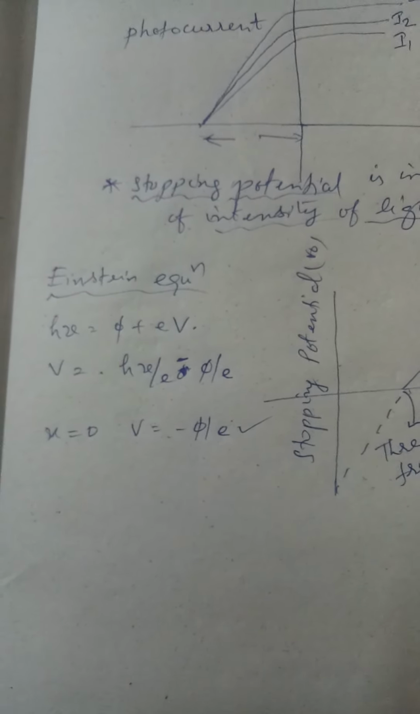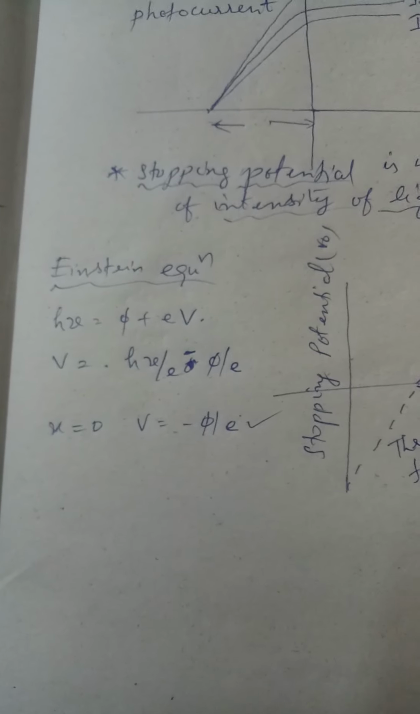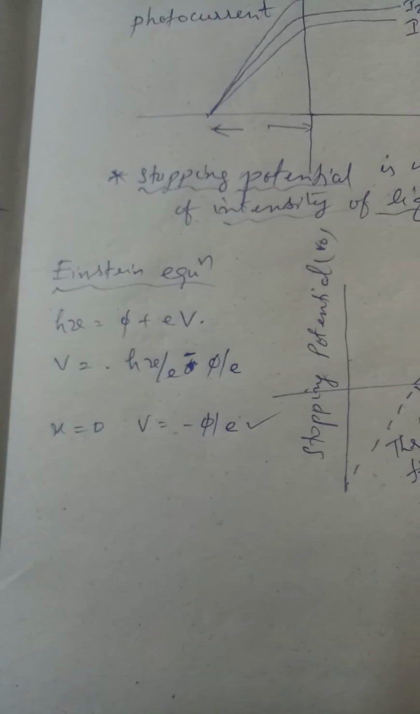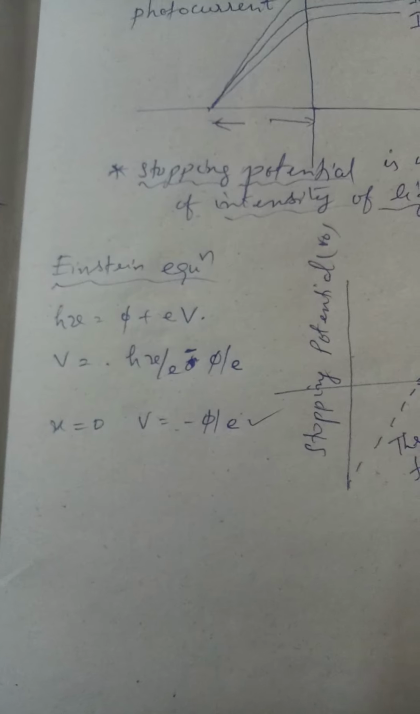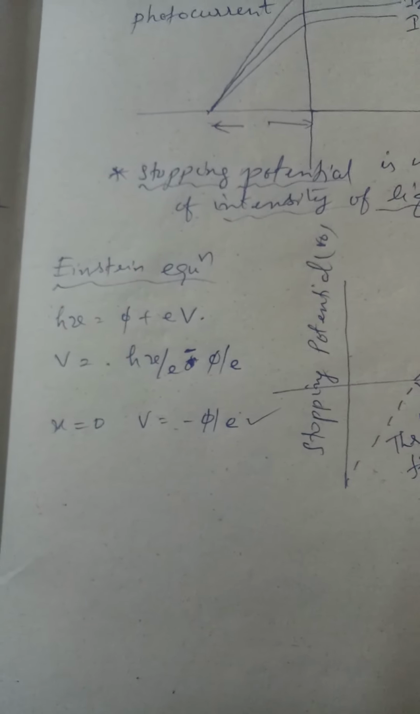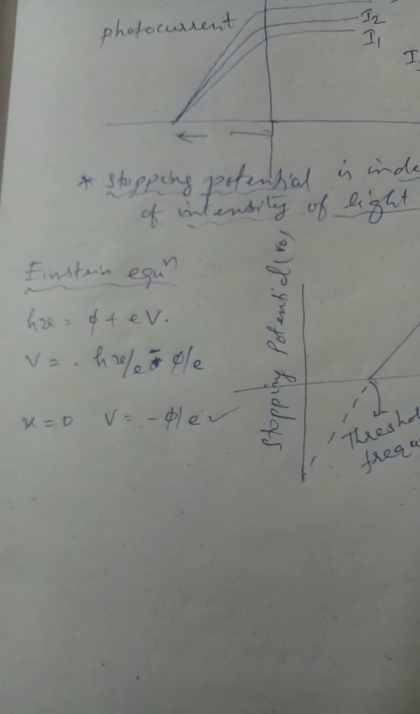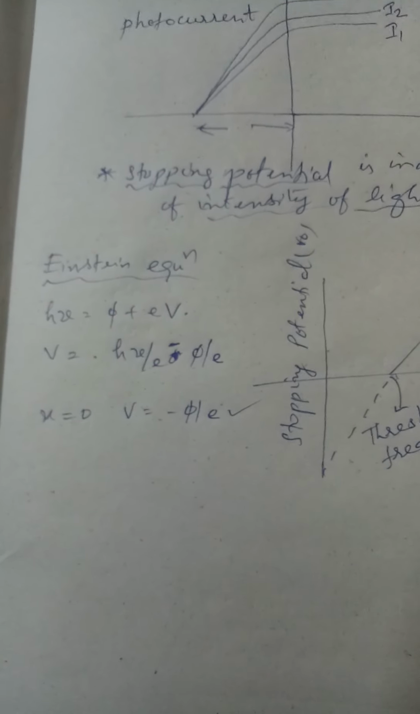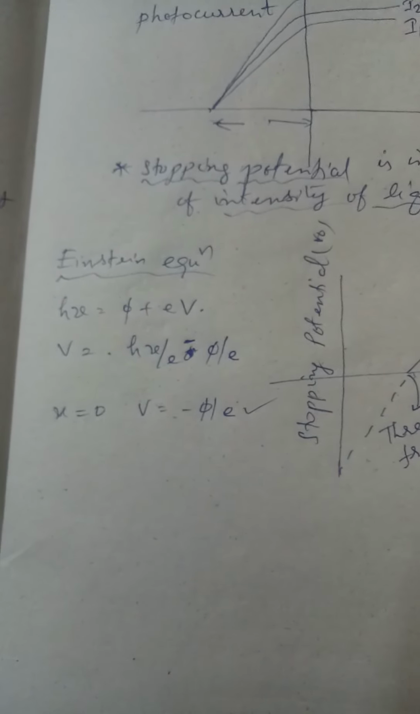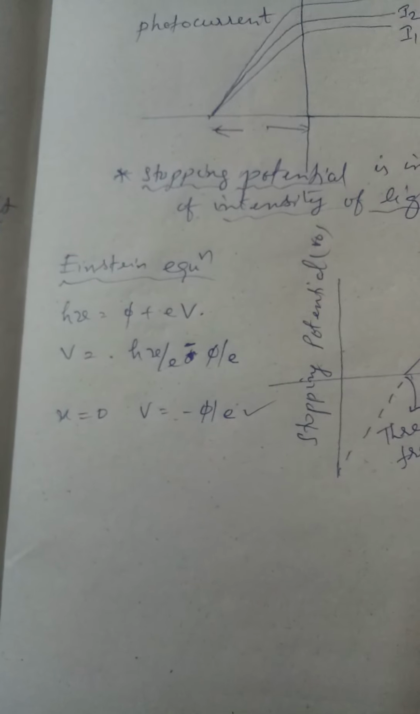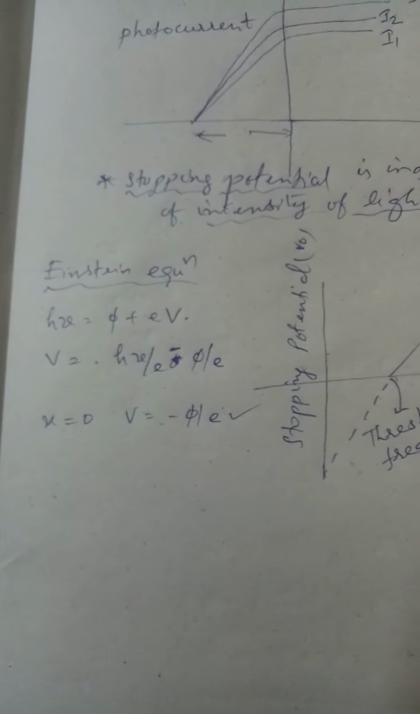Okay, now how to find the intercept? Put x is equal to 0 in that equation. Here you have to put nu is equal to 0, because you are plotting a graph between V and nu. So nu is the independent variable. You have to put nu is equal to 0. You will see that V is equal to minus phi by e.